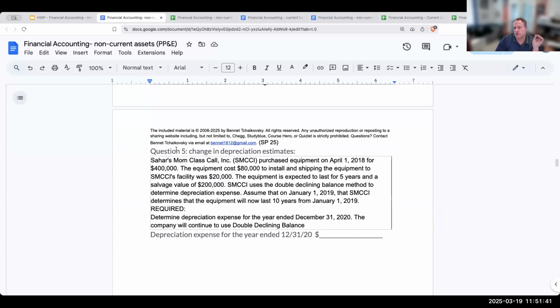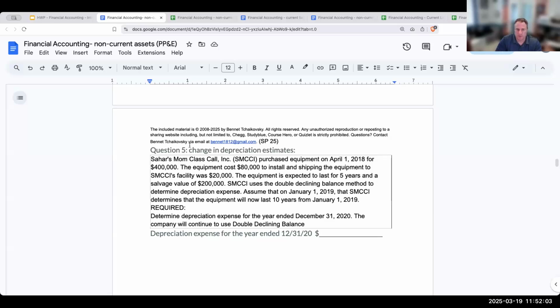We're also going to look at what happens when there's a change in estimates. Do we go back and restate old things? The answer is no. If we're changing our salvage value, estimated useful life, or estimated number of units to produce, those are by their nature estimates. We take that new estimate and move forward.